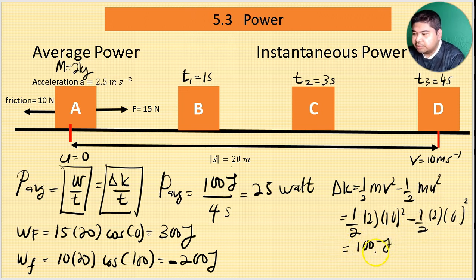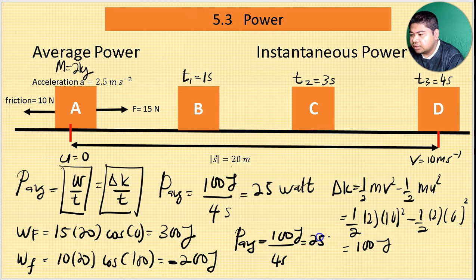So that is the amount of change in the kinetic energy of the block to move it from point A to point D. So the average power delivered to the block is 100 joules divided by 4 seconds. So you get the same answer, 25 watts. I think that is it for average power.